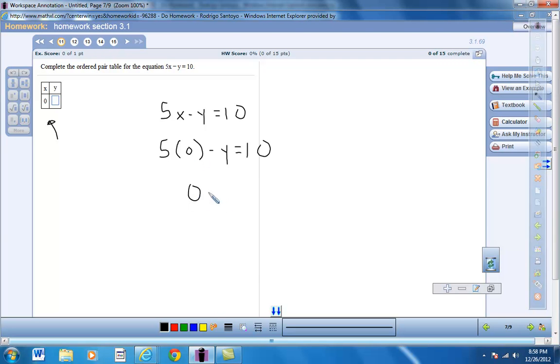Well, here that turns into 0 minus y equals 10. We get negative y equals 10. Remember, that's like there's a negative 1. Now we can divide both sides by negative 1. You get y to equal negative 10. So we can put in there negative 10.